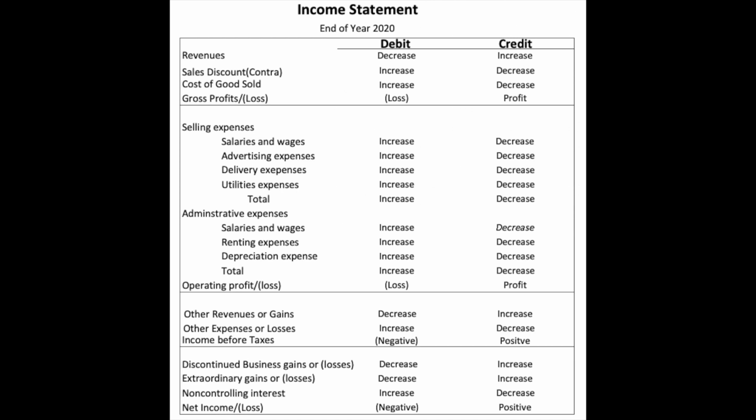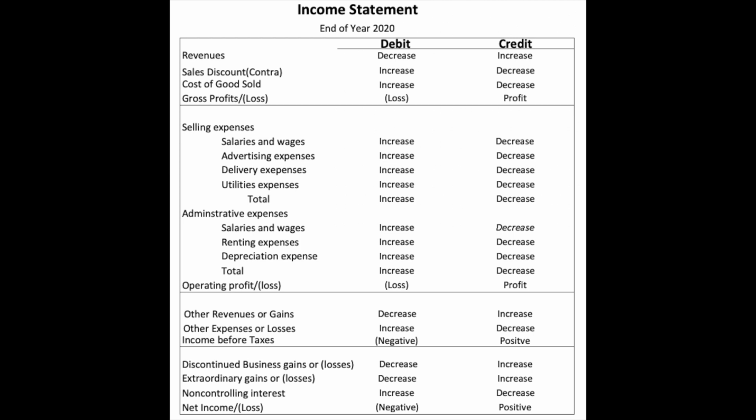Selling and administrative expenses of all accounts increase with a debit and decrease with a credit. Our examples are selling expenses like salaries and wages, advertising expenses, delivery expenses and utilities expenses, and administrative expenses like salaries and wages, renting expenses and depreciation expense. Operating profit or loss equals gross profit or loss minus operating expenses. Operating profits are on the credit side and operating losses are on the debit side.